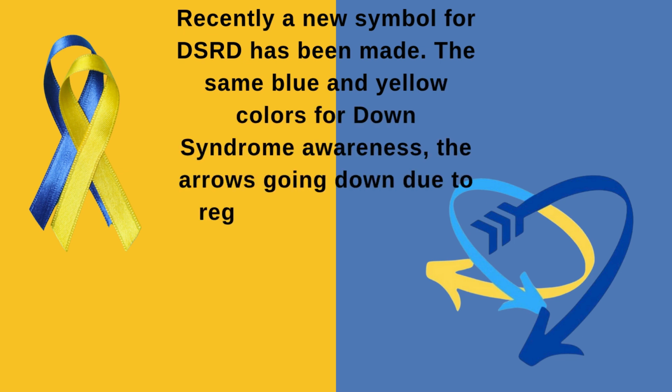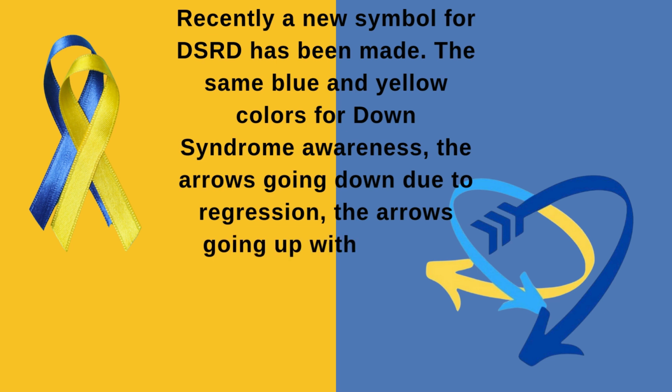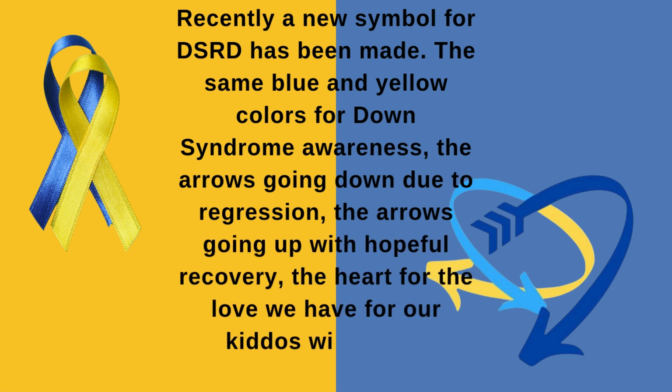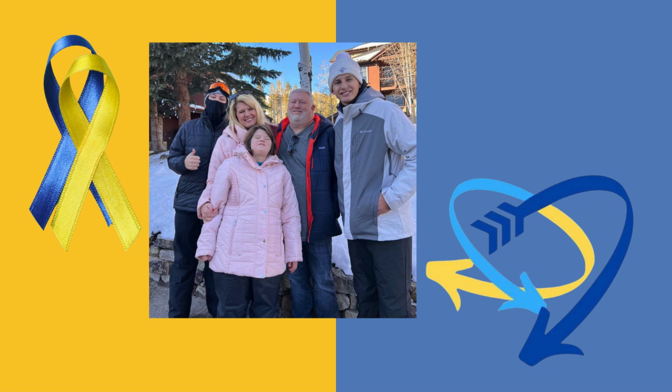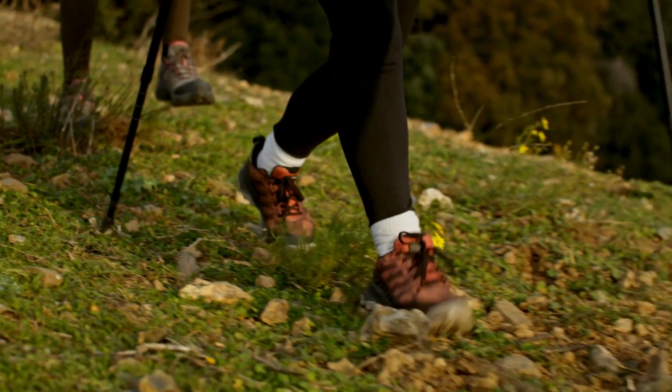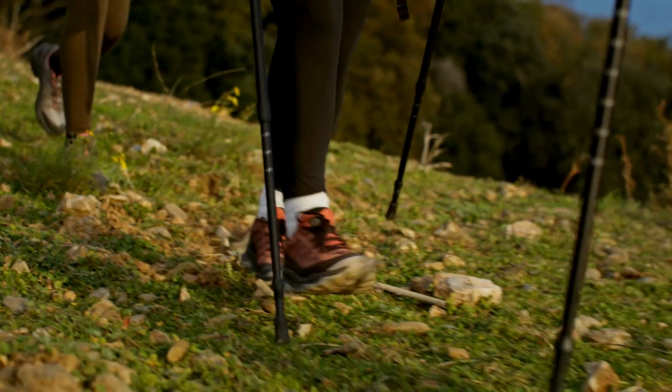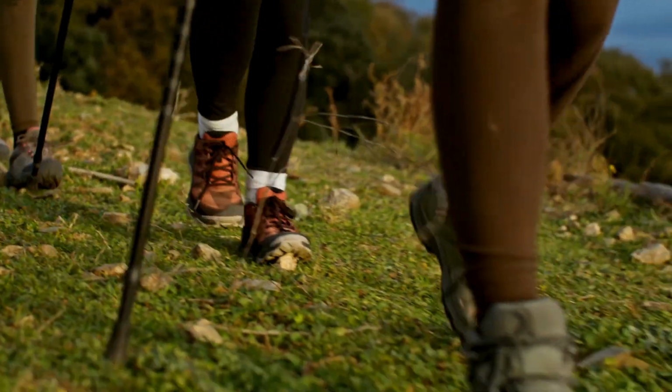The arrows going down due to regression. The arrows going up with hopeful recovery. The heart for the love we have for our kiddos with Down syndrome. As one mother said, the arrows going all over is a perfect example of how it is living with this disorder. Many have traveled this road before us, and now we find ourselves on a path we never expected.